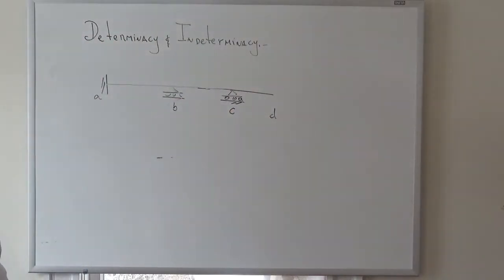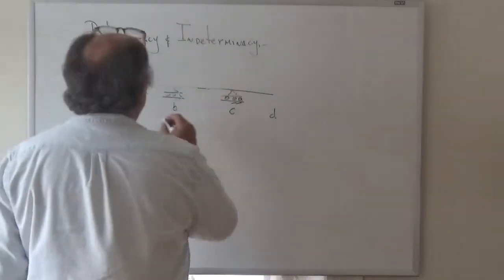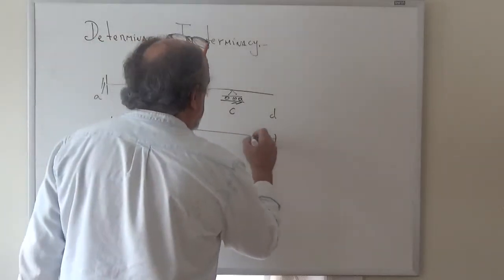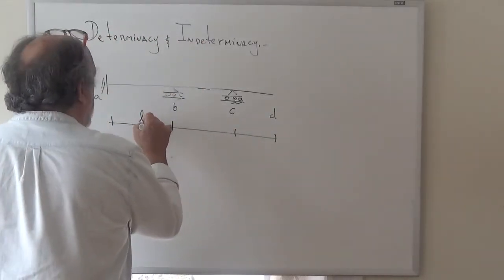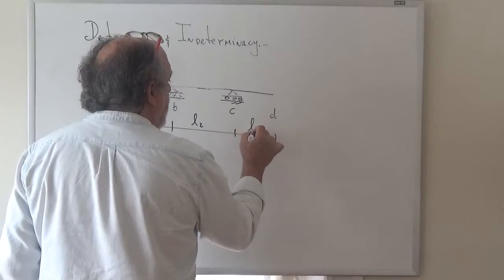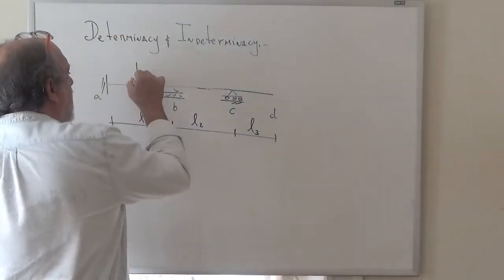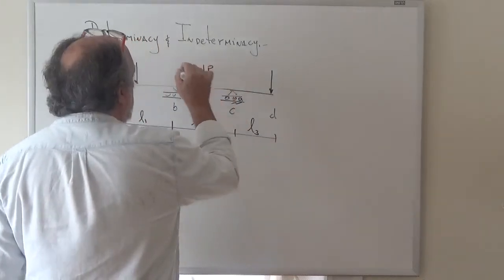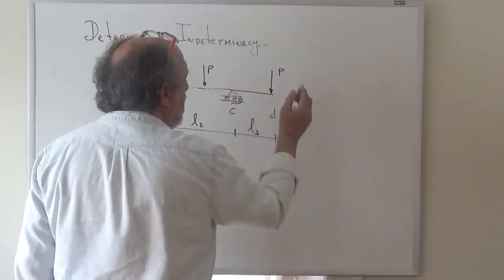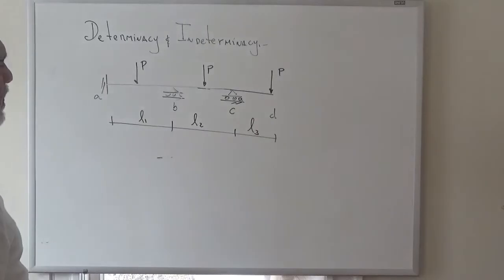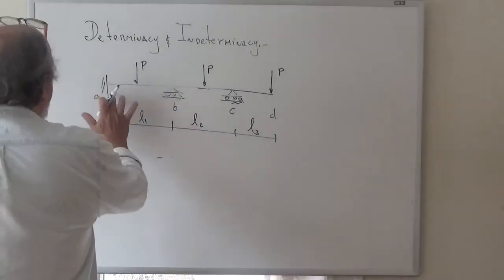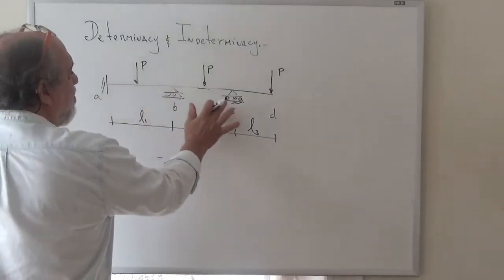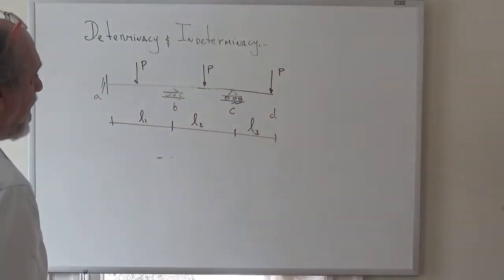Now I can put some loading on this beam. Let's say we call these distances L1, L2, and L3. And let's say that I have a load here, and a load here, and a load here. Let's say they're all P in the middle, and this one is at the end. So, if I ask how many reactions are there, you would say, well, 1, 2, 3, 4, and 5. So I have 4 reactions.